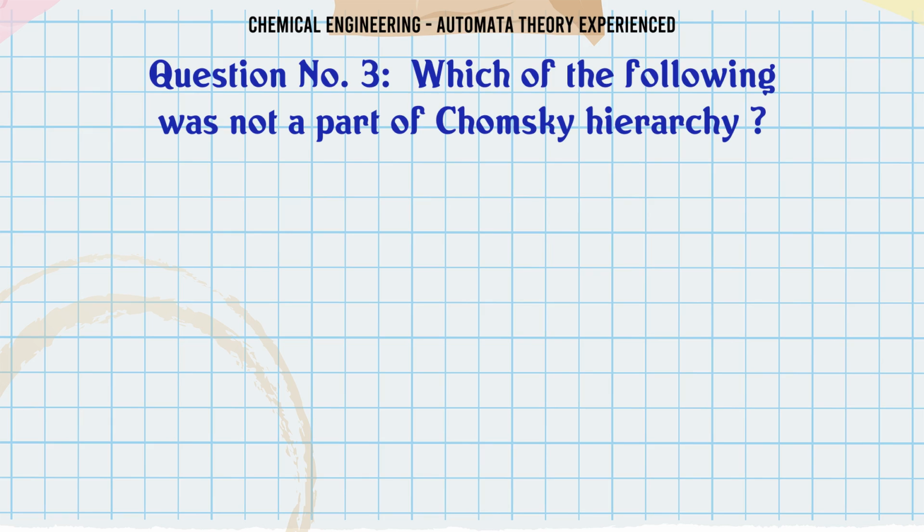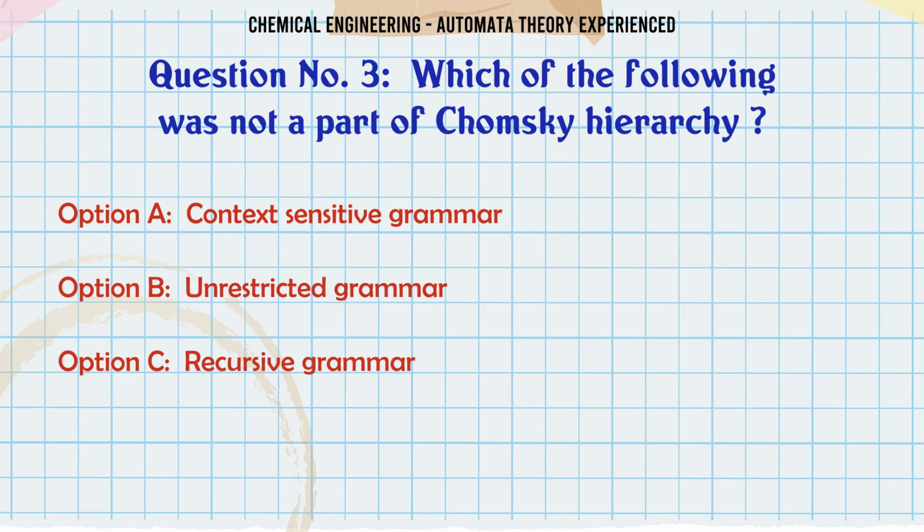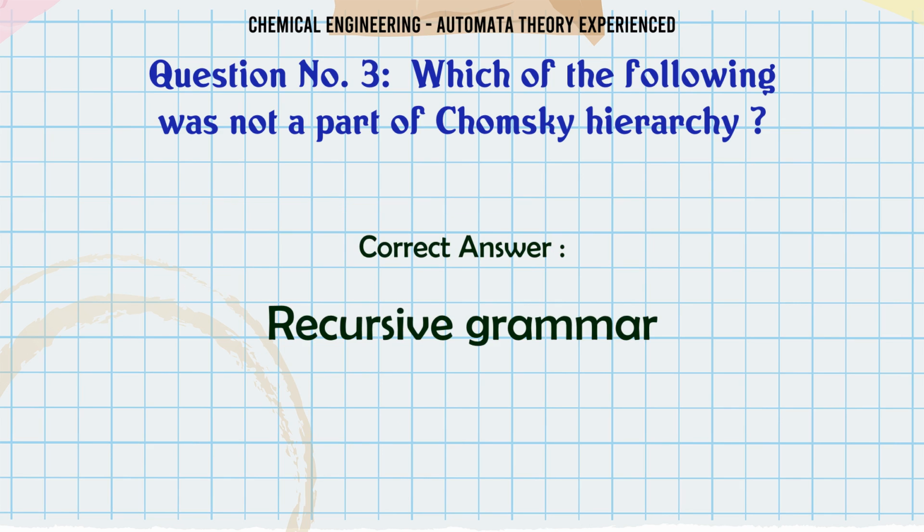Which of the following was not a part of the Chomsky hierarchy? A) Context-sensitive grammar, b) Unrestricted grammar, c) Recursive grammar, d) None of the mentioned. The correct answer is recursive grammar.